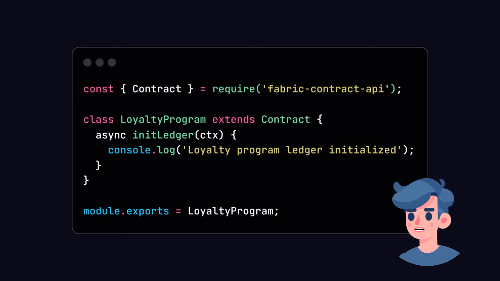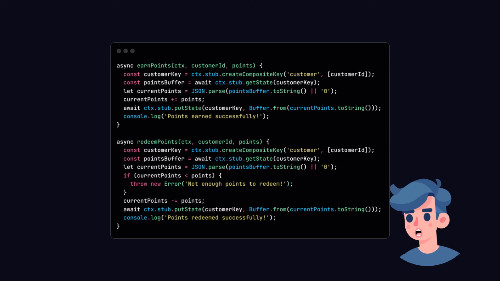Next, let's create a file named loyaltyprogram.js inside the contract folder. This will contain our smart contract code. Let's define the structure of our loyalty points. In the above code, we import the Contract class from the Fabric Contract API package and create a basic class for our loyalty program. The initLedger function initializes our ledger.